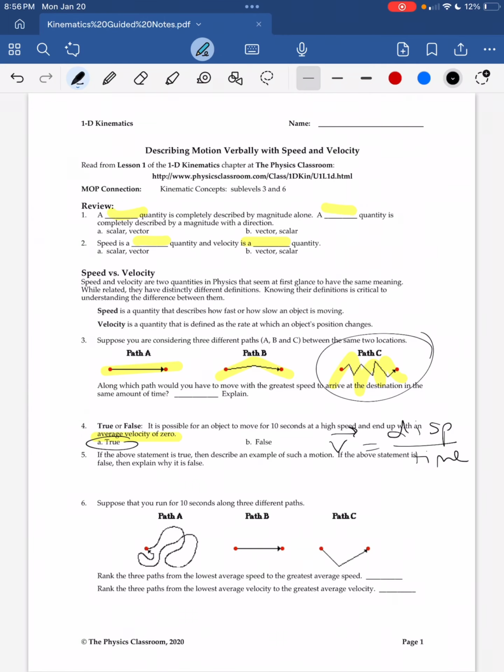Suppose that you run for 10 seconds along 3 different paths. Path A, B, and C here. Rank the 3 paths from the lowest average speed to the greatest average speed. So assume that they complete these 3 paths in the 10 seconds. Which one do they have to move fastest? So similar to number 3. And then rank from the lowest average velocity to the greatest average velocity.